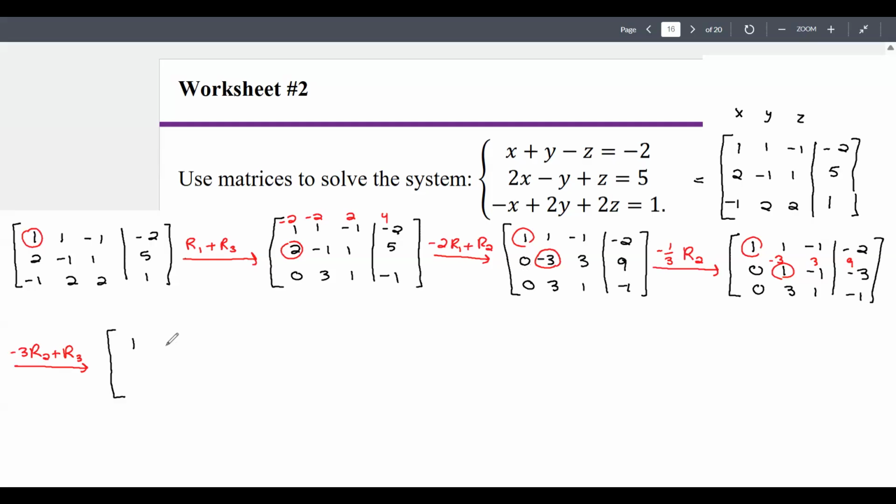So we have 1, 1, -1, -2. Now, we said this is going to be 0, 1, -1, -3. But over here, temporarily, we multiplied it, so it is -3. So -3 plus 3 is 0, my third row. 3 plus 1 is 4, and 9 plus -1 is 8.